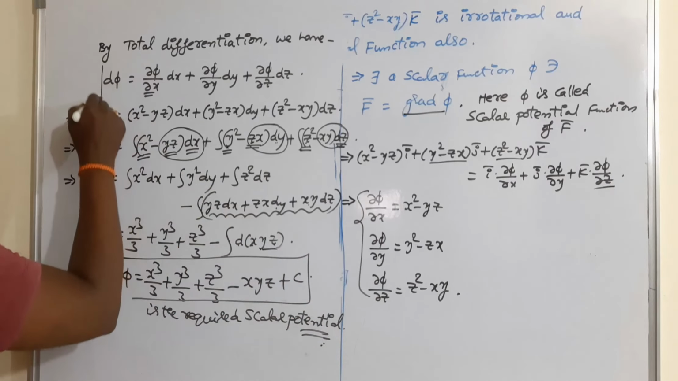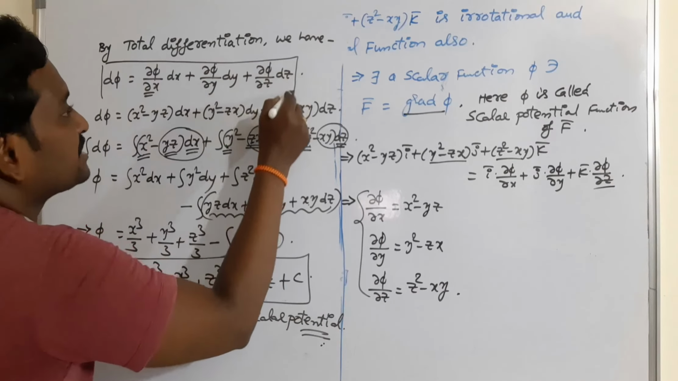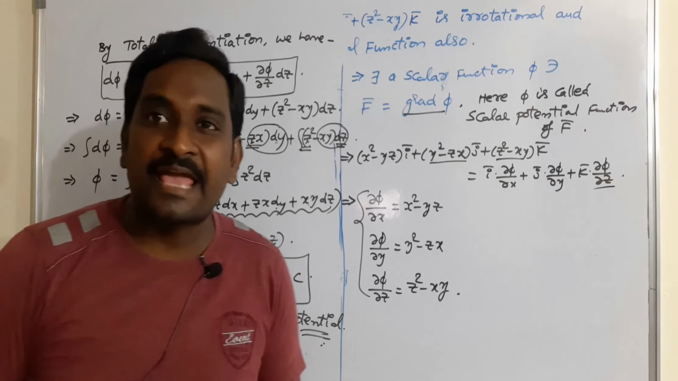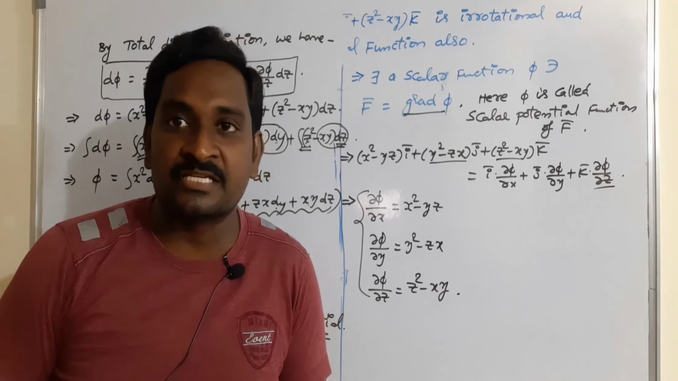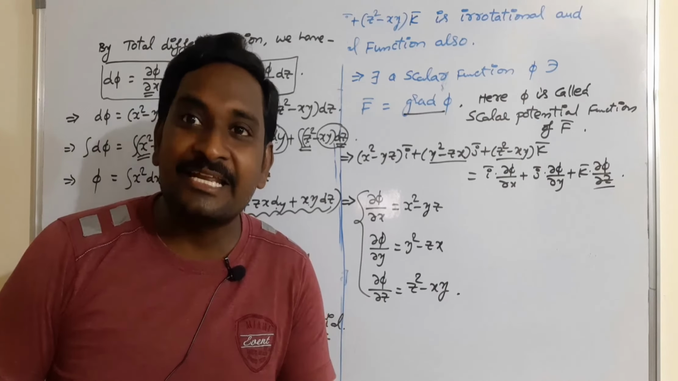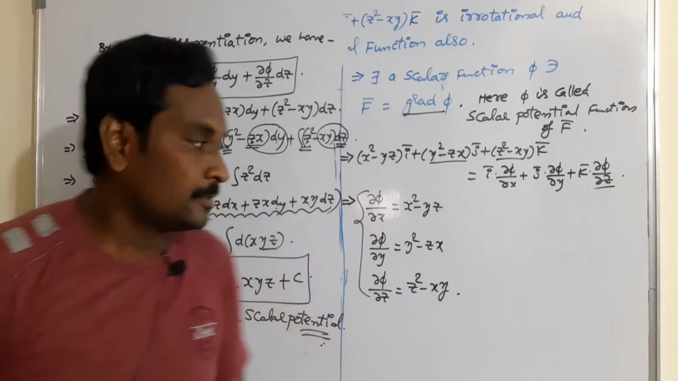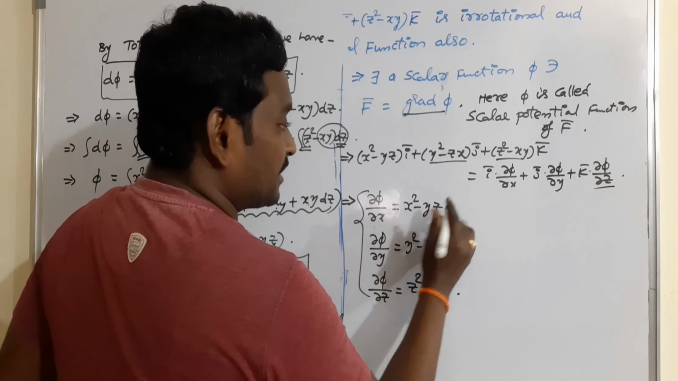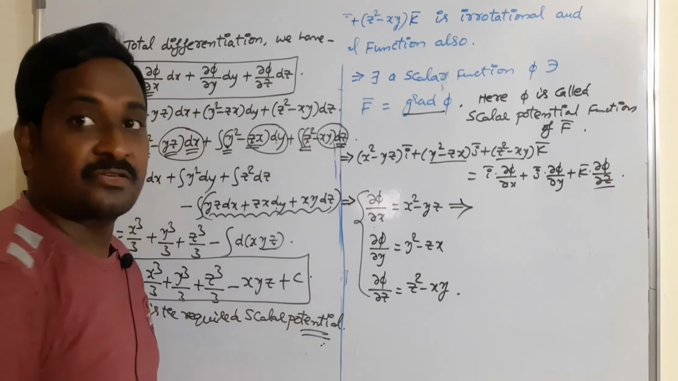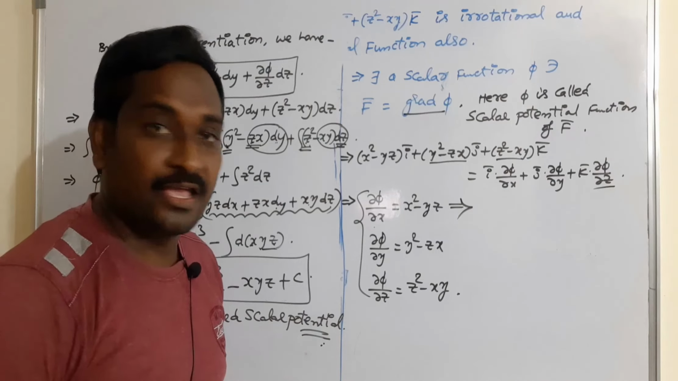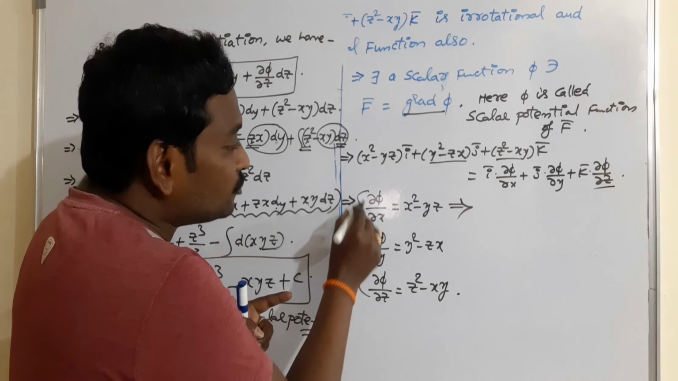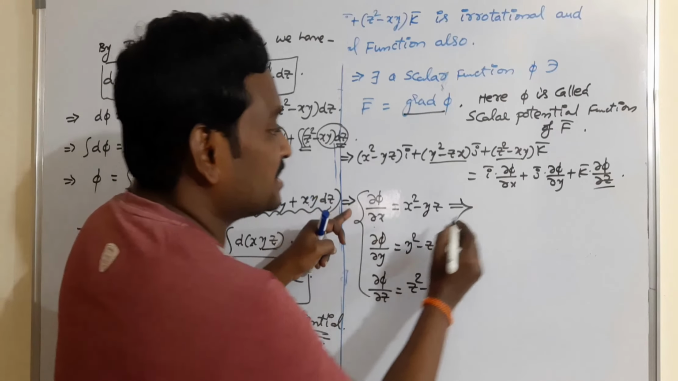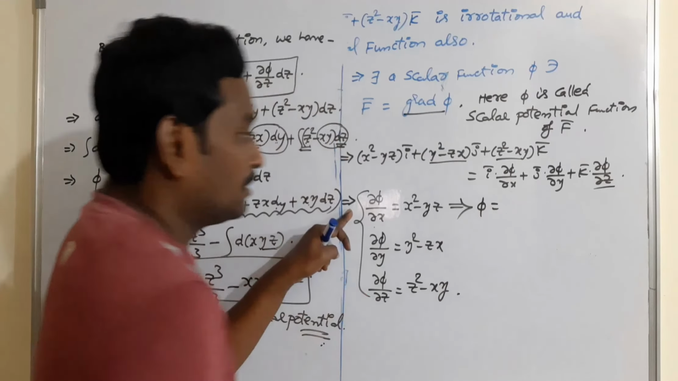To write the total differentiation formula. But I observed that many students do not have an idea about this total differentiation. That's why I want to give another trick to find the phi value. See, here we already have dou phi by dou x is equal to x square minus yz. Take integration on both sides with respect to x. So what is the integration of dou phi by dou x? Integration and dou by dou x get cancelled. You get the value of phi.